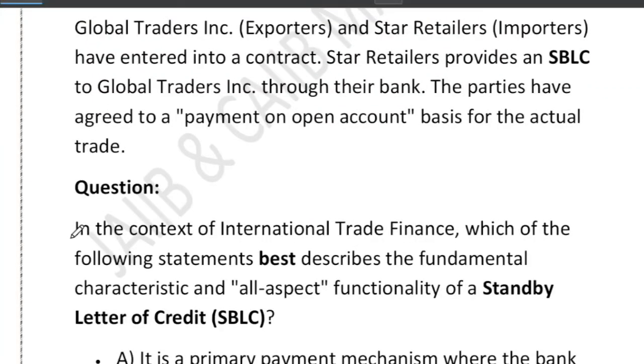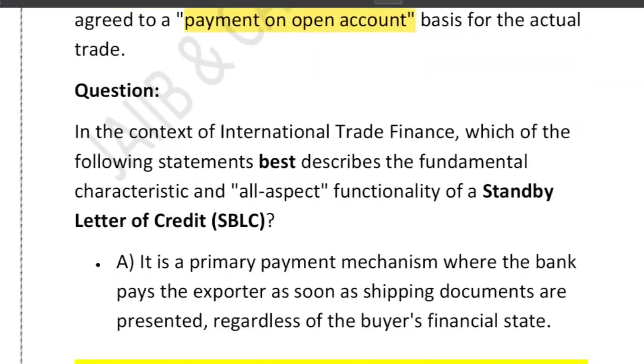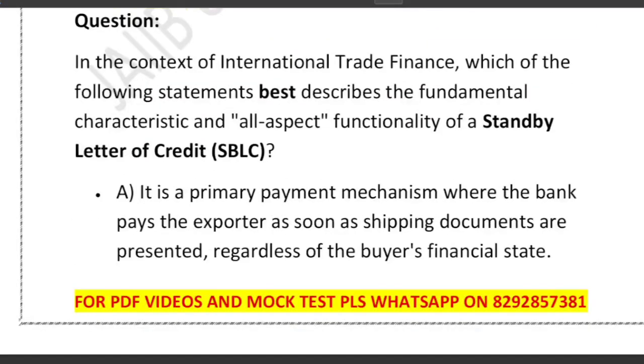Now the question is all about Global Trader, which is an exporter, and Star Retailer, which is an importer. They have entered into a contract. The Star Retailer provides an SBLC, a standby letter of credit, to Global Trader through their bank. So the importer provides SBLC to the exporter through the bank, and parties have agreed to payment on open account basis for the actual trade. In the context of international trade finance, which of the following statements best describes the fundamental characteristics and functionality of the SBLC?